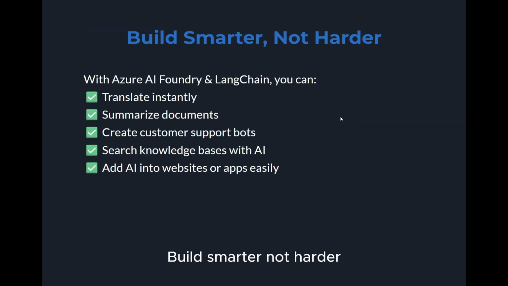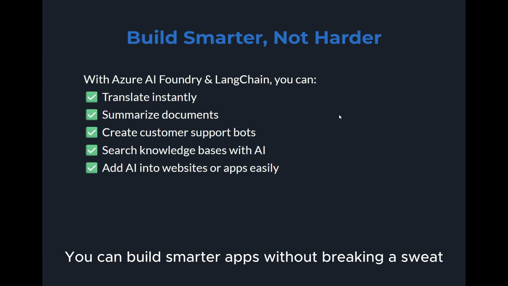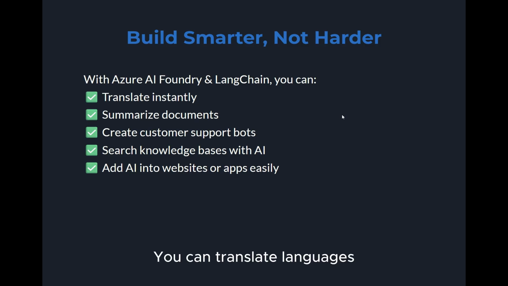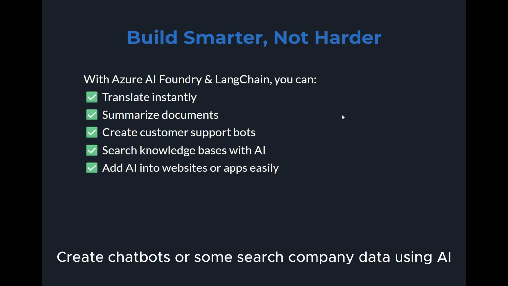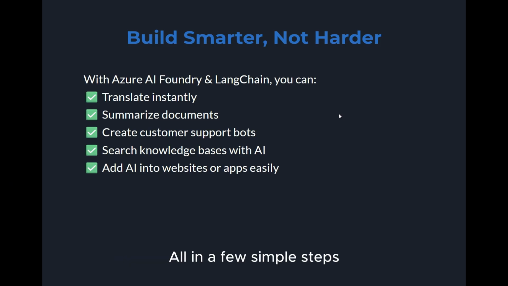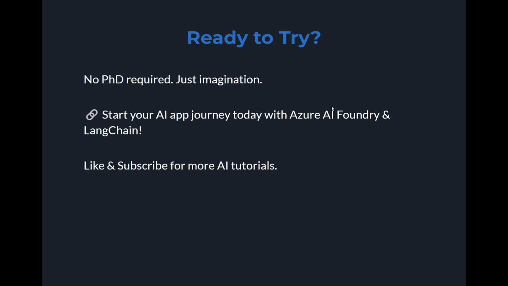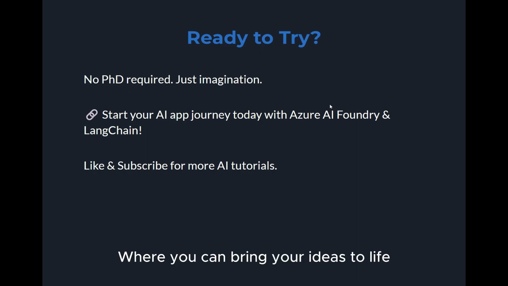Build smarter, not harder. With LangChain and Azure AI Foundry, you can build smarter apps without breaking a sweat. You can translate languages, summarize documents, create chatbots, or search company data using AI, all in a few simple steps. No complicated coding, just creativity. Ready to try? Let's check out the demo where you can bring your ideas to life. And you don't need to know coding or have a PhD, just your imagination.